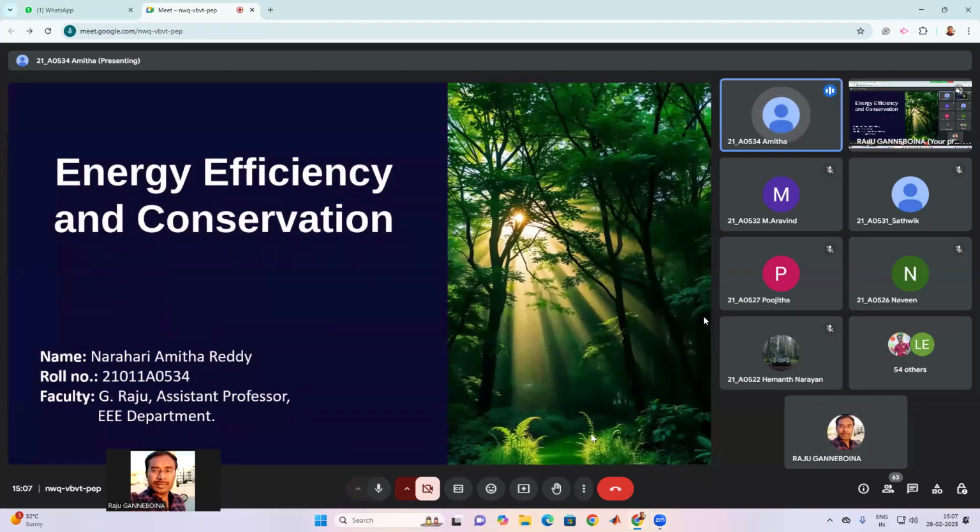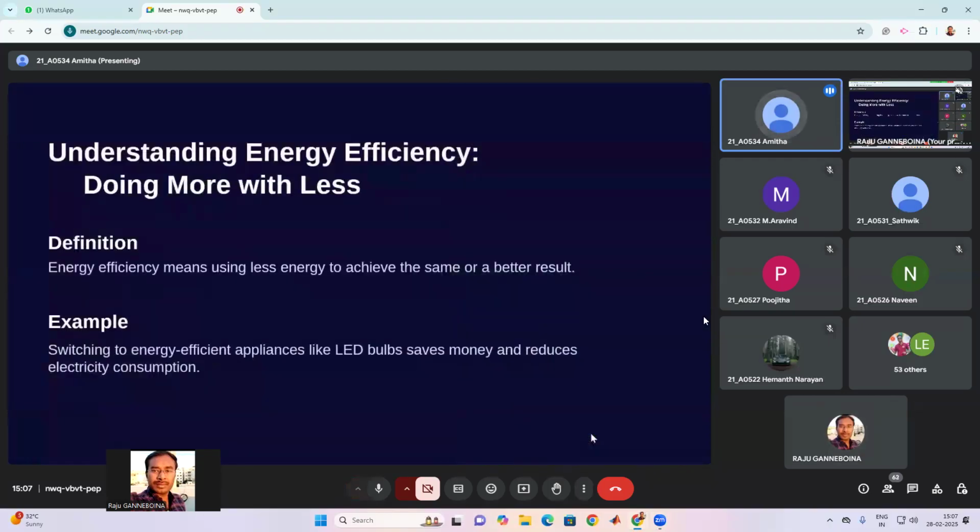First, let's see what is energy efficiency. Energy efficiency refers to using less energy to perform the same task. Therefore, it reduces the waste, lowers the cost, and also minimizes the environmental impact.